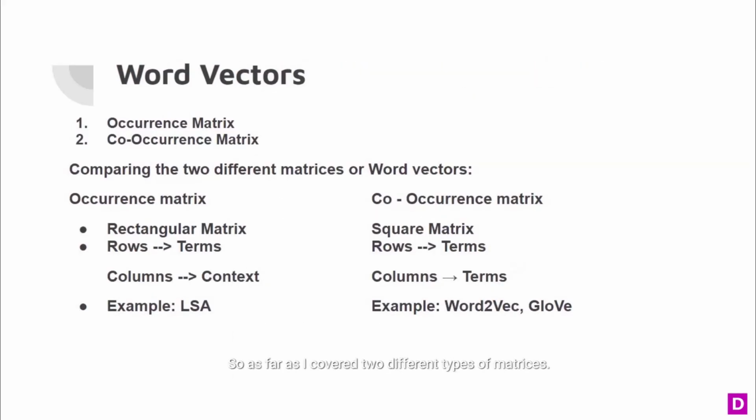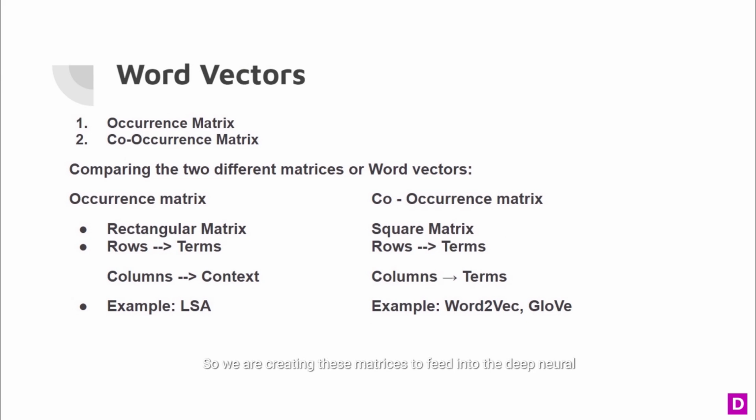Hello. So, as far as I covered, there are two different types of matrices, right? The very first one is the occurrence matrix, and the next one is the co-occurrence matrix. And within the co-occurrence matrix, there are two different ways of creating it: one based on the occurrence context, and the second based on the skipgram method. So, what are these occurrence matrices or co-occurrence matrices?